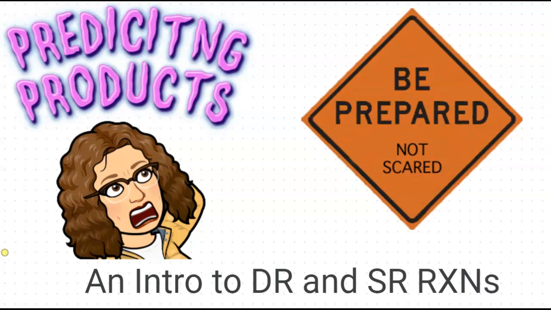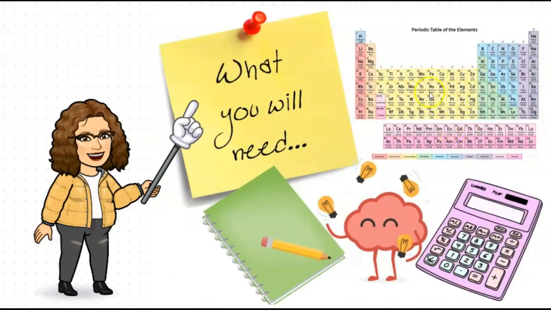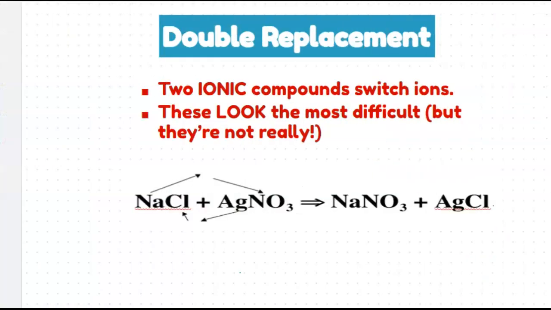This video introduces the skill of predicting products for double replacement and single replacement reactions. As we get started, a couple of things you're going to need to have out are your periodic table, your notebook for taking notes, your pencil, and your thinking caps. So let's go ahead and get started.